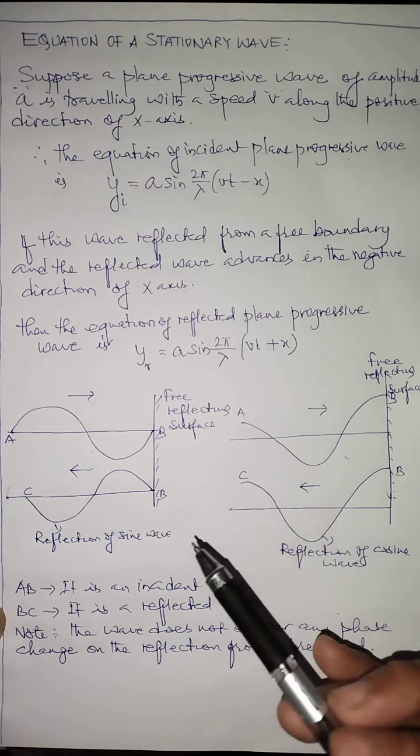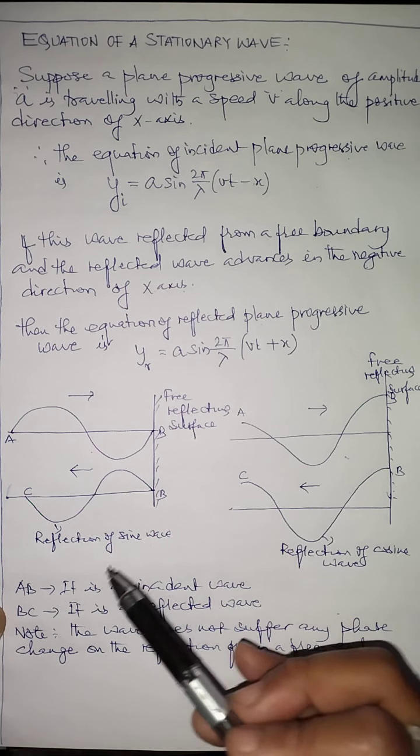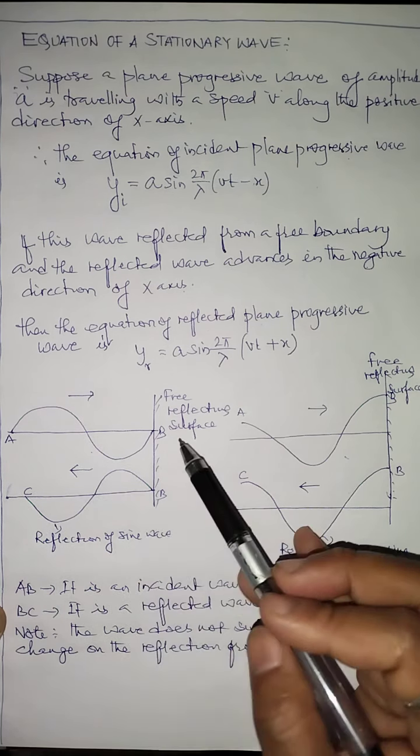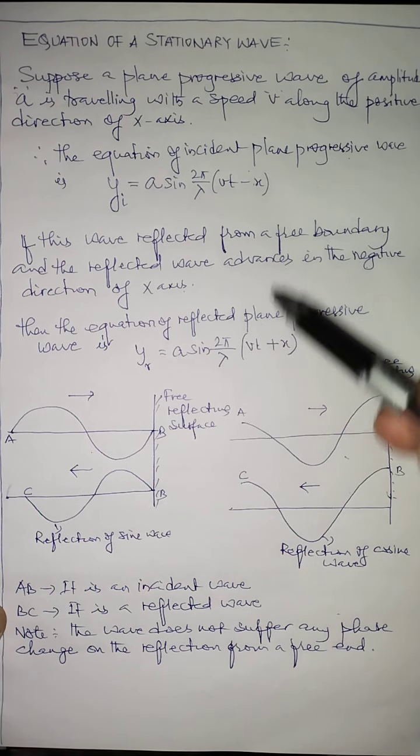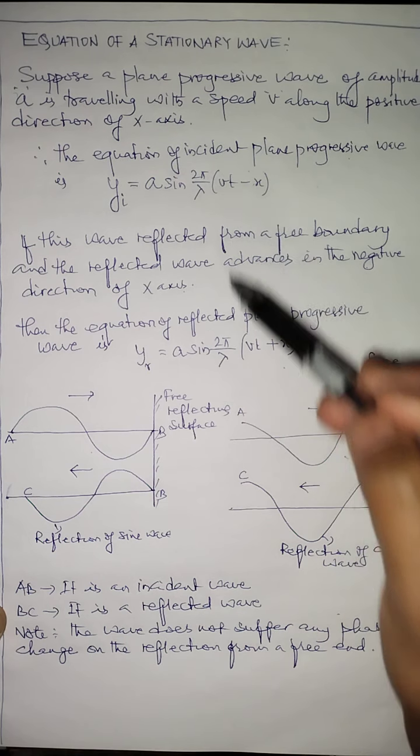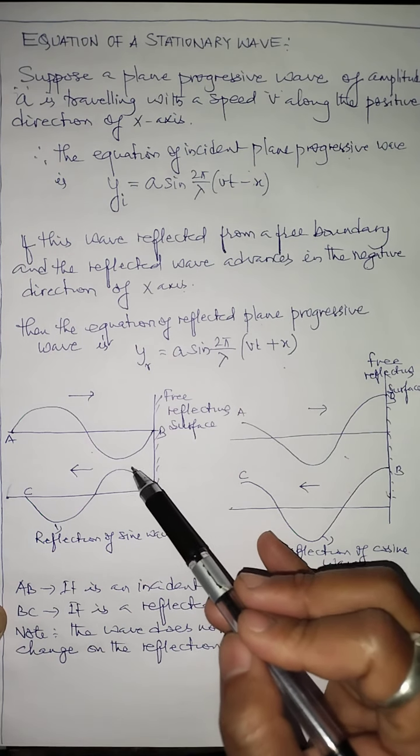That means they differ by an angle of 90 degrees. That's why the nature will be the same, but they differ by 90 degrees. Now, the equation which I have written is for the sine function. So this equation is for this particular graph.